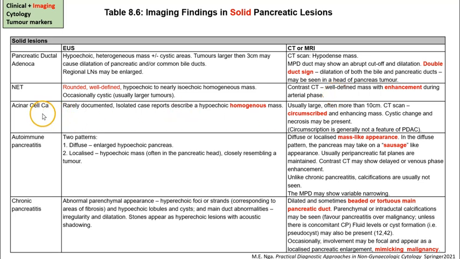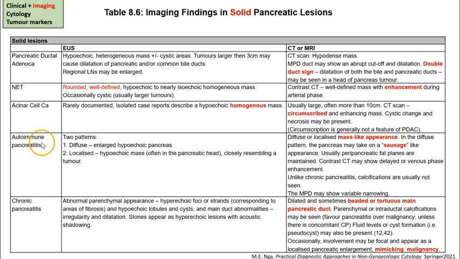In acinar cell carcinoma, which is pretty uncommon, interestingly, they are relatively circumscribed and often very large at the time of diagnosis, and they are much more circumscribed than we would see in ductal adenocarcinoma. Circumscription is usually not a feature of pancreatic ductal adenocarcinoma.